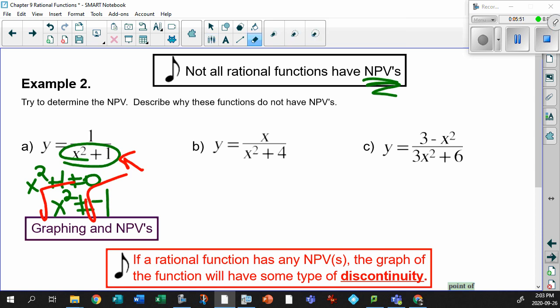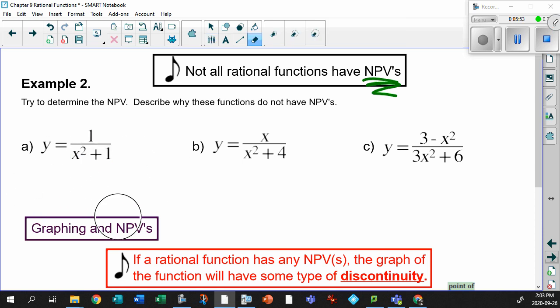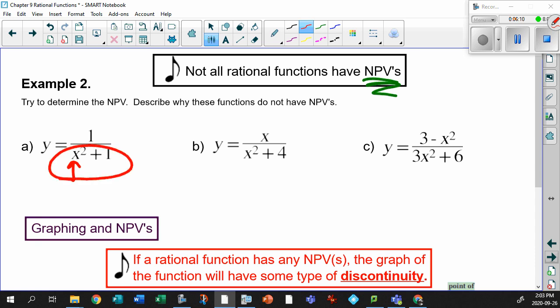Let me erase this and let me show you why. Can you figure out any real number that we can put in x, square it, add it to 1 and get 0? No, neither can I. Okay, so this does not have an NPV. Fascinating. And that ends up making all kinds of interesting things happen. We'll get to that later on.